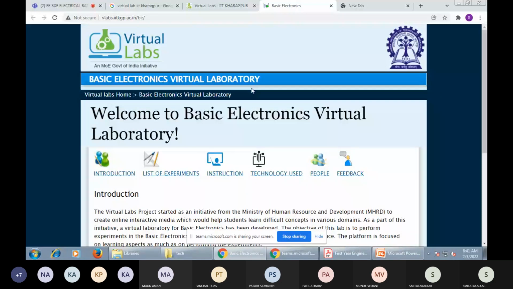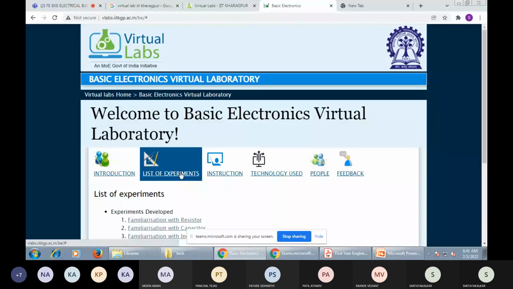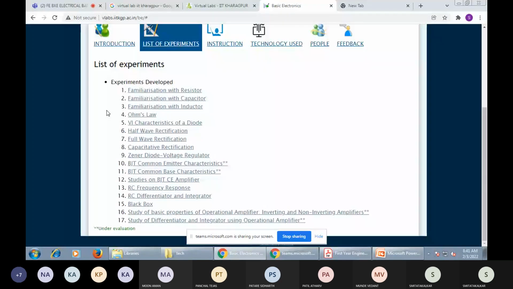There is a welcome message here. Then directly go through the list of experiments, because I have explained the introduction of the virtual lab a number of times. Familiarization with resistor, capacitor and inductor; these three experiments are completed in the curriculum. First experiment, electronic devices. Today we will learn Ohm's law and the VI characteristics.